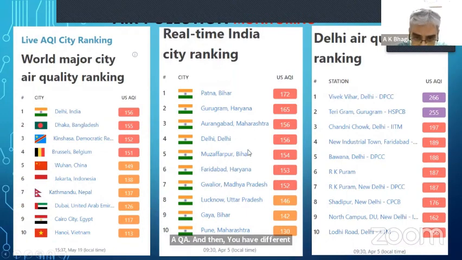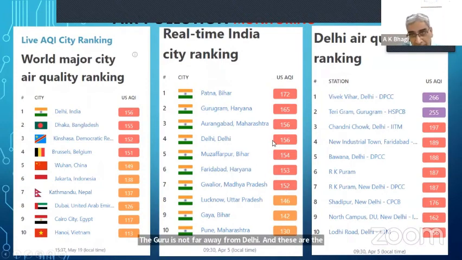And local time on 5th April, if you compare, one can think that during summers Delhi is supposed to be cleaner. No, Delhi is not cleaner. It is still at 156. And Patna, Bihar or Gurugram are on a higher side. So Gurugram is not far away from Delhi. And this is the order you can see.